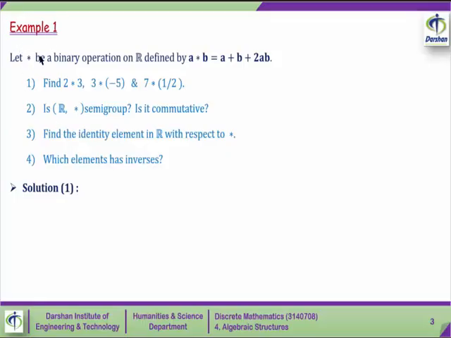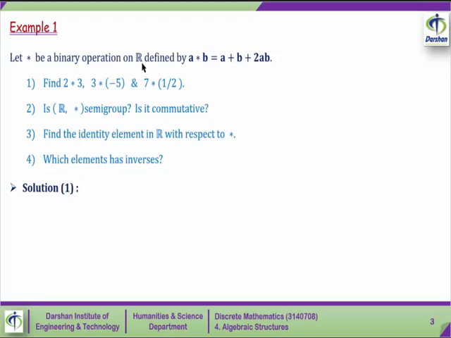Example 1: let star be a binary operation on R, defined by A star B is equal to A plus B plus 2AB. First question, find 2 star 3, 3 star minus 5 and 7 star 1 by 2. Second question, is R with star a semigroup? Is it commutative? Third question, find the identity element in R with respect to star. Fourth question, which elements have inverses?